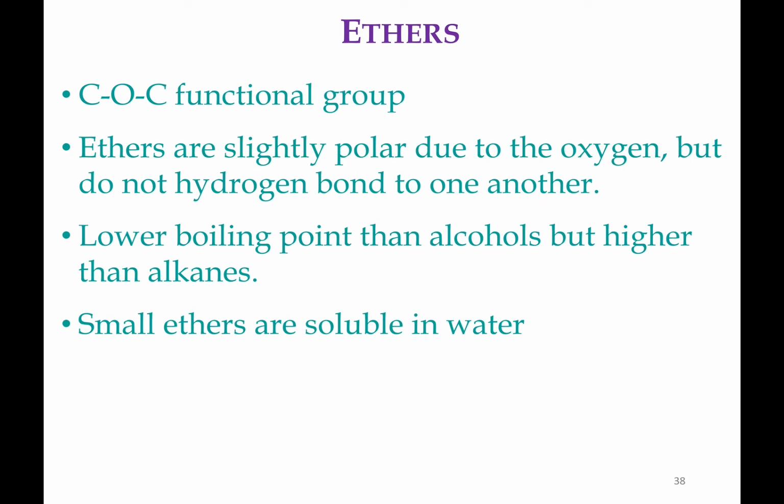Remember, with ethers, we have an R group on either side of the oxygen, and they're slightly polar because of this oxygen group. So oxygen has an electronegativity of 3.5 and carbon of 2.5, I think? Yeah, I think so, because hydrogen's 2.1. But they don't hydrogen bond to one another because, remember, in order to have a hydrogen bond, you have to have hydrogen directly bonded to the oxygen. So since we don't have that, we don't have hydrogen bonds forming.